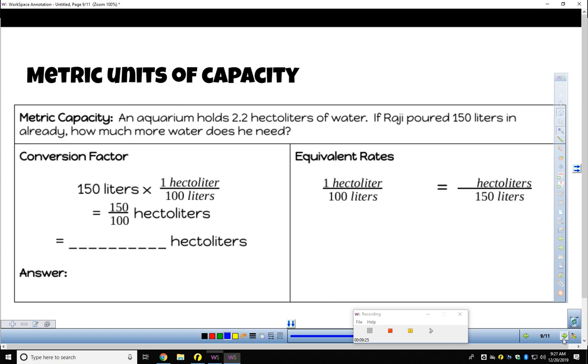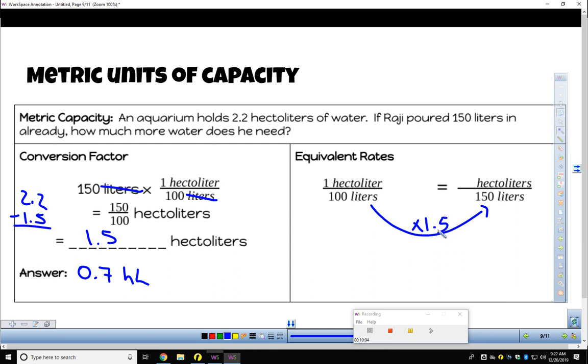So when I multiply this out, my liters cancel. 150 times 1, 150 over my 100 liters. Right, so that is 1 5/10 hectoliters. 150 divided by 100. And so the difference here is 7/10 hectoliters. And I got that when I subtracted there. Right? How did I get from 100 to 150? That here is times 1.5 actually.